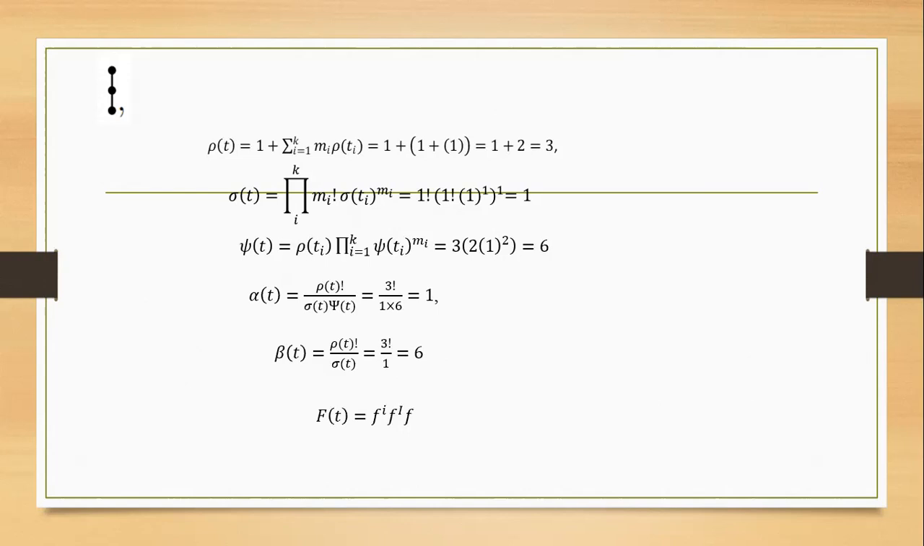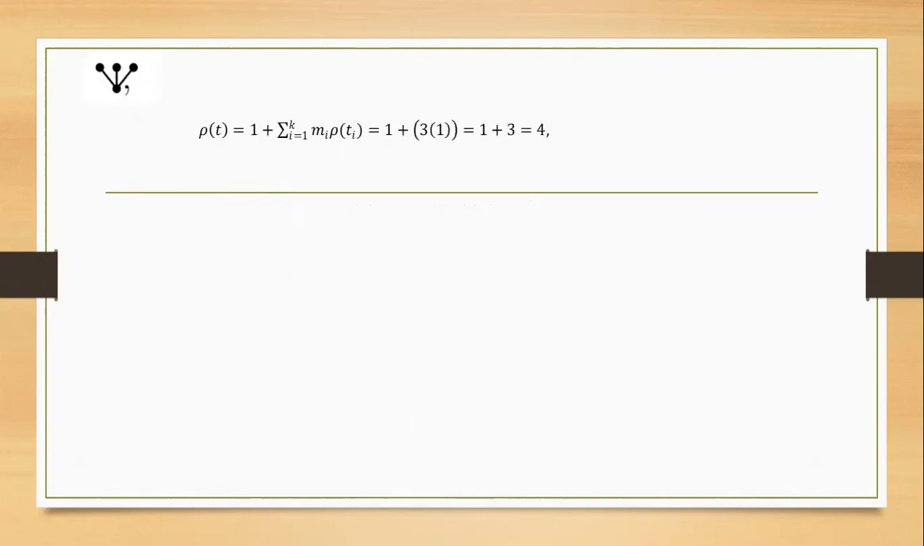My first root is connected to a leaf. That is why I have f prime. The second root is connected to a leaf again, so I have f prime again. Then the last leaf does not connect to anything. That is why I have my f. Let's look at this also.